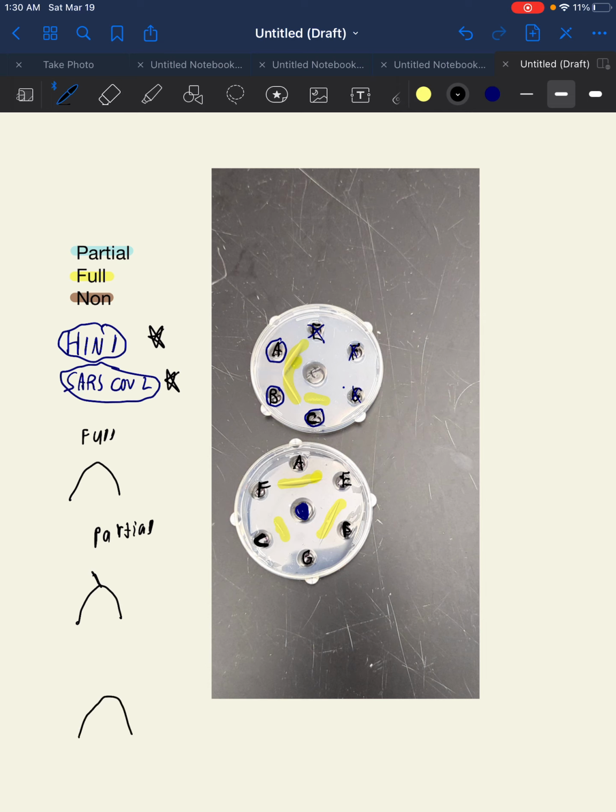Non-identity means, yes, they are the same pathogen in question. They're both SARS-CoV-2, but they share no similar DNA. They share similar DNA, but not in the sense that we actually care. And that would be non-identical. So by analyzing our patterns here, we know that A and B, since they form this perfectly linear pattern, are identical strains. So they might be, say, the delta strain. Let's say A and B equal delta, like the airlines.